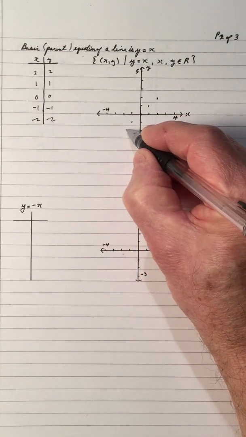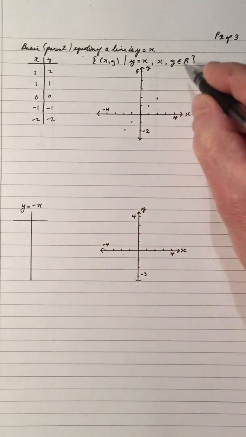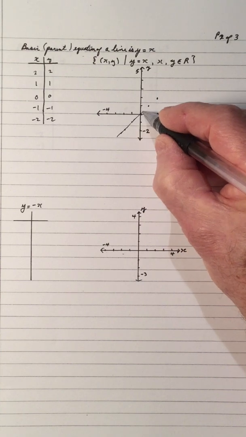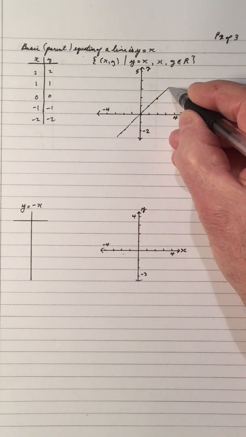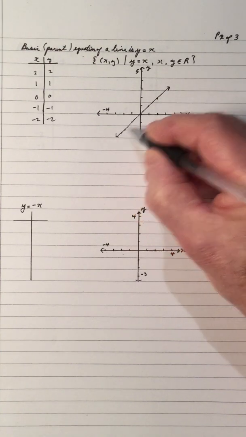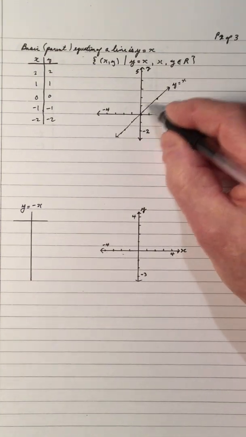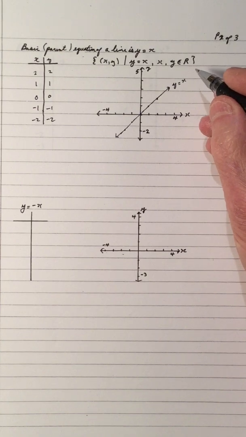And so I plotted the integers first, and because we're doing the real numbers, then I'll join all the points, because real numbers is a shading. So that's the equation of the line y equals x. So all points on this line, all the x and y coordinates are equal.